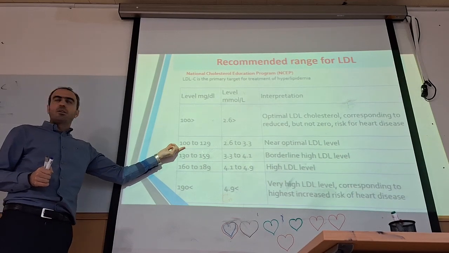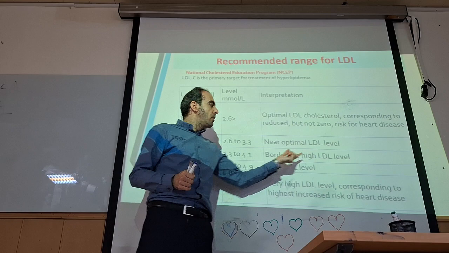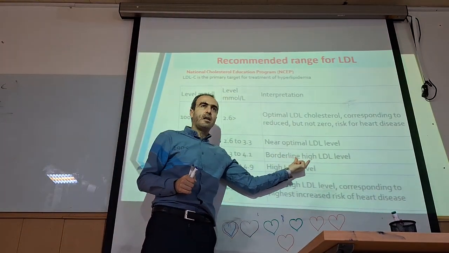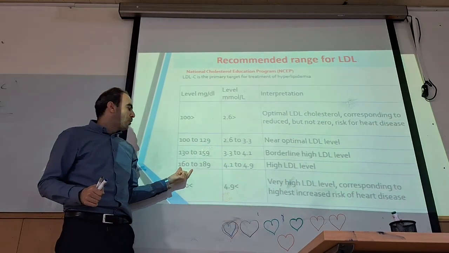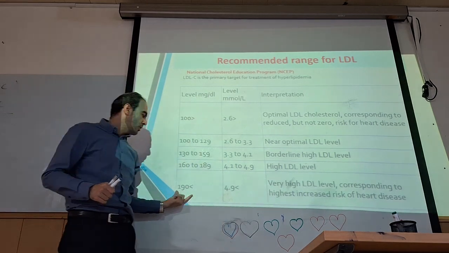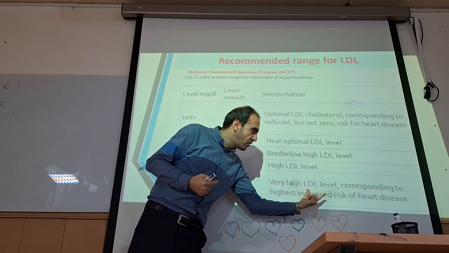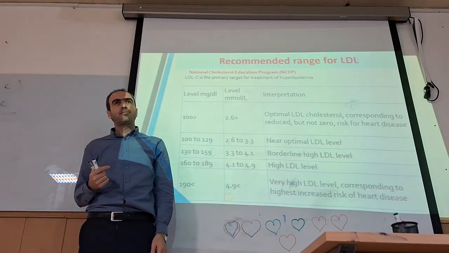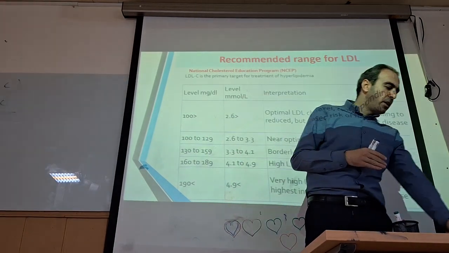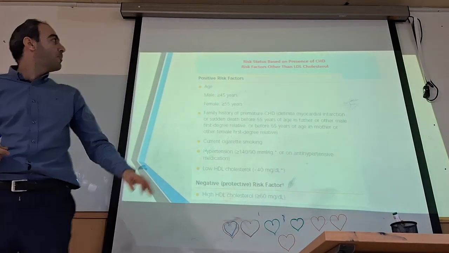Between 100 and 129 is near optimal level. 130 to 159 is borderline high level. 160 to 189 is high LDL, and more than 190 has the highest risk for heart disease. It should be treated immediately, taking medicine or treatment to decrease this LDL amount.